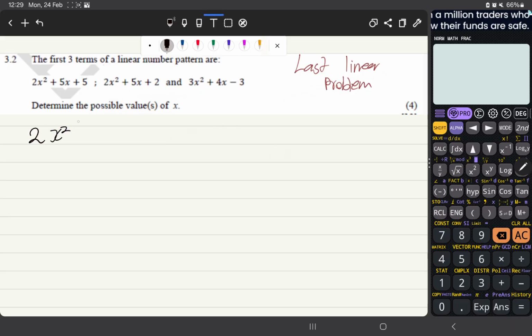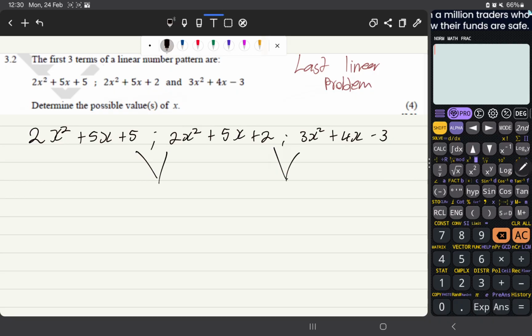2x squared plus 5x plus 2. Right? So these are the first 3 terms. We can try to find, I mean, it's going to be messy if we do it like this. It's just going to be messy.